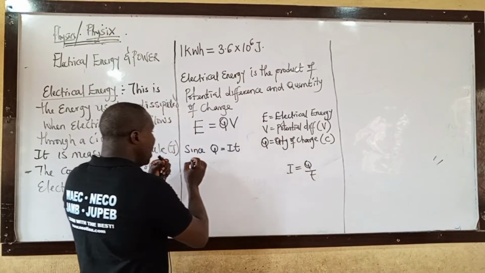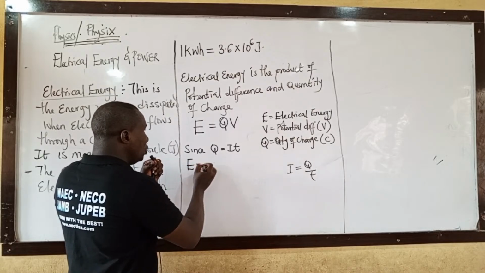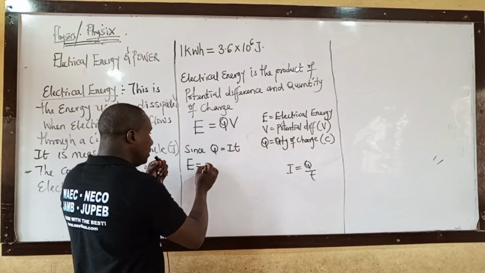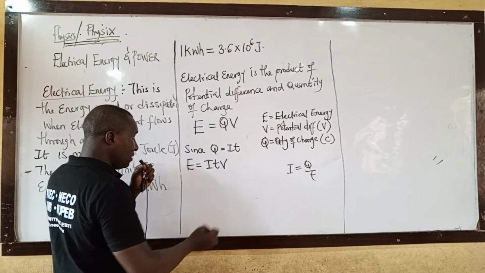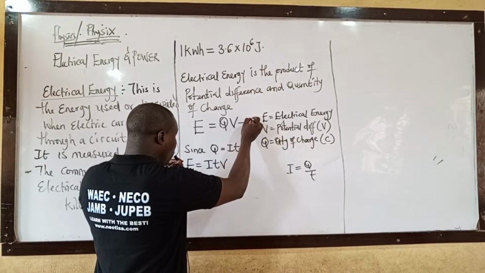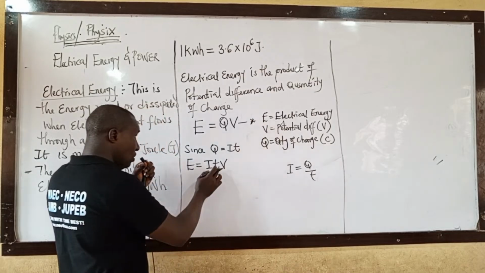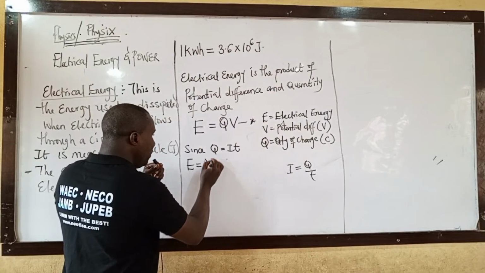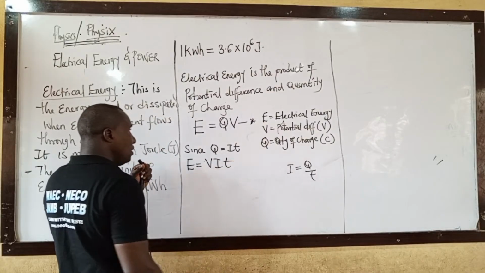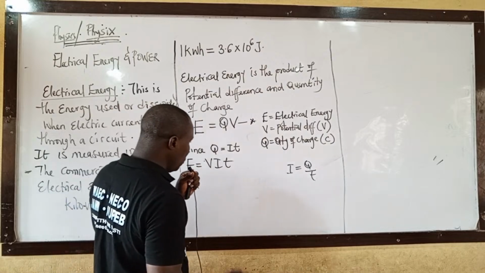Current times time, and we have electrical energy. This Q we change to IT. That means E equals ITV. Take note of that. Let me call this one equation 1. Let me call this one equation 2. That means ITV, or I can say VIT. Take note of that.